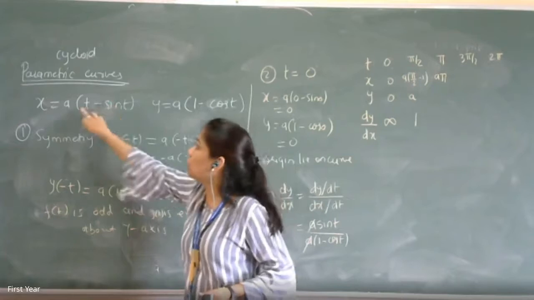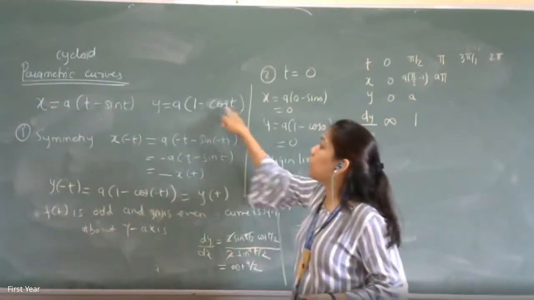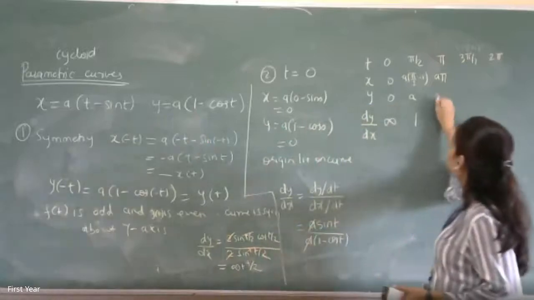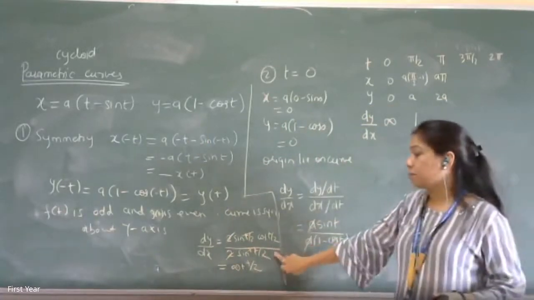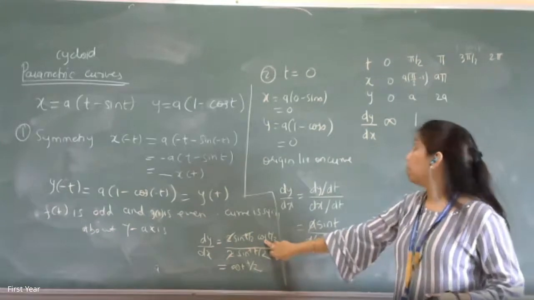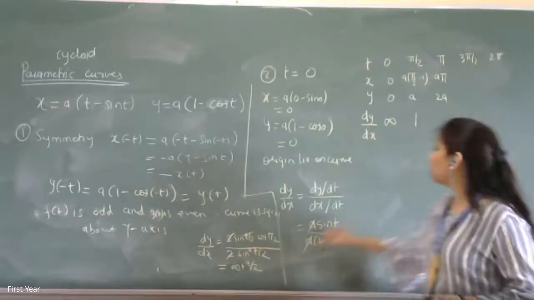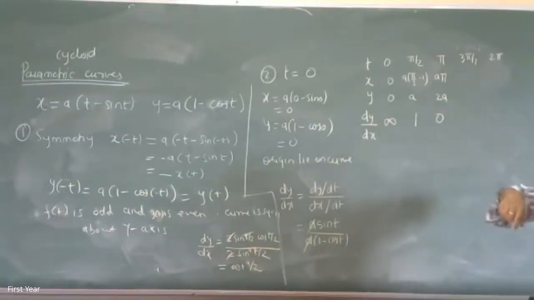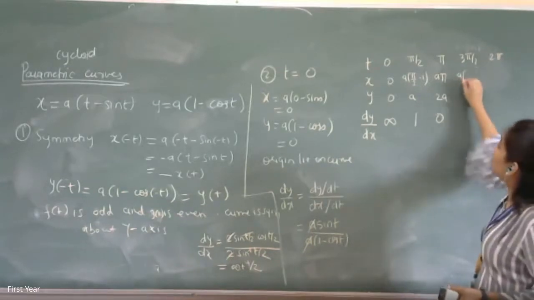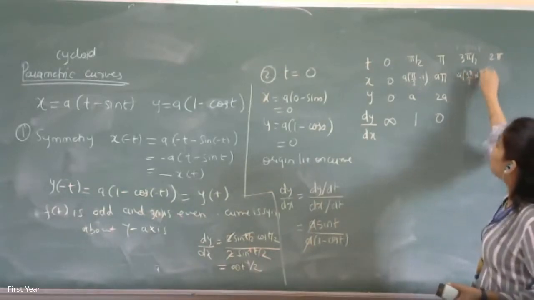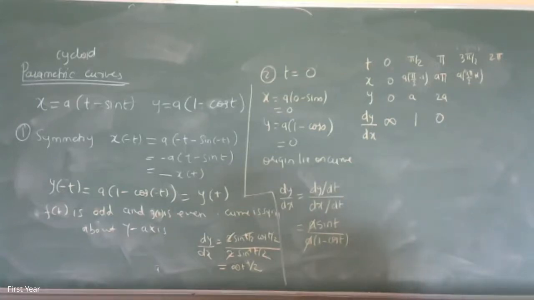So sin pi is 0, a into pi. Plus cos pi is minus 1, minus of minus plus, so 2a. Y will be 2a. And what will be this? It will be cot of pi by 2. So cos pi by 2 is 0, sin pi by 2 is 1, so this is 0. Okay? Similarly, 3 pi by 2. It will be x is a into 3 pi by 2 minus of minus plus 1. Sin of 3 pi by 2 is minus 1, so plus 1. What about cos 3 pi by 2 is 0, so again a. And the value of dy by dx is cot of 3 pi by 4, so minus 1.